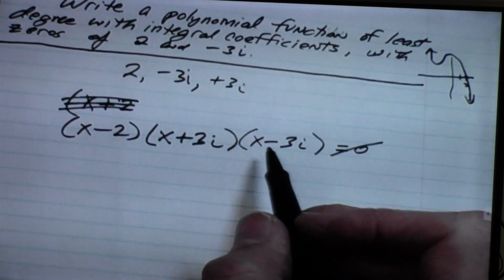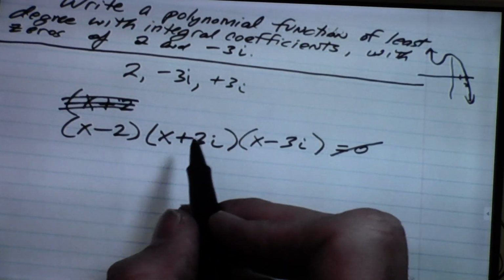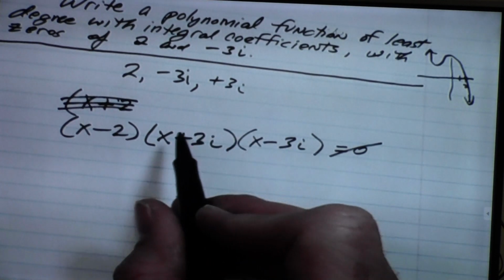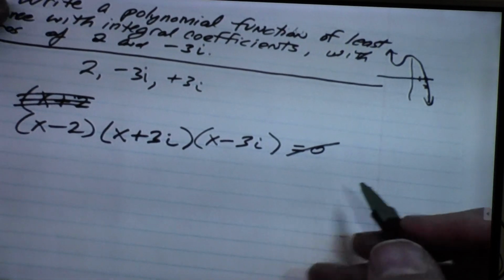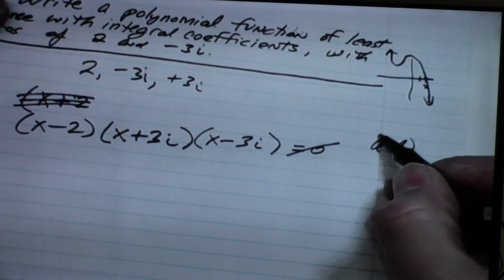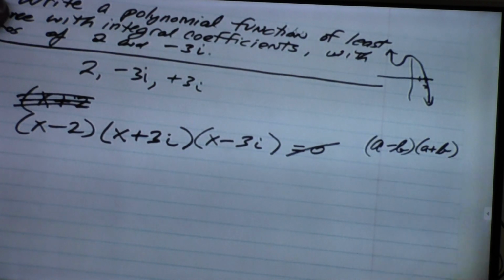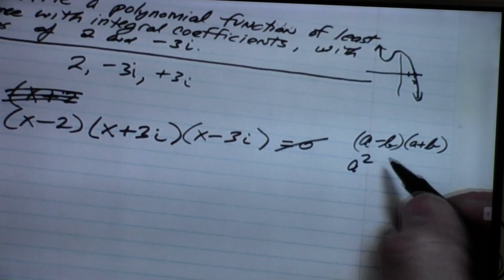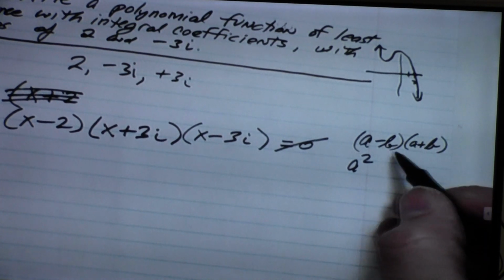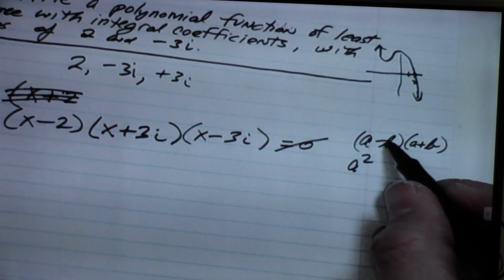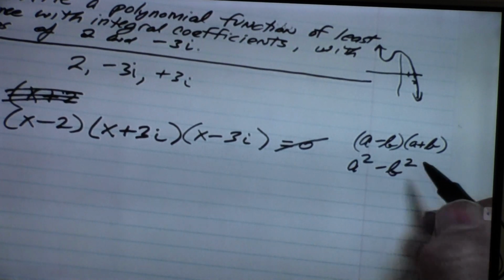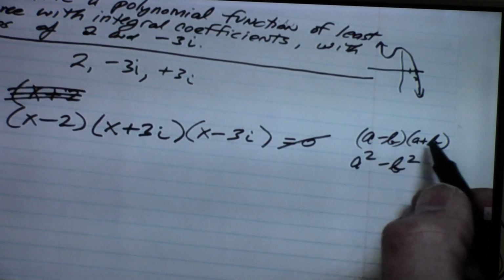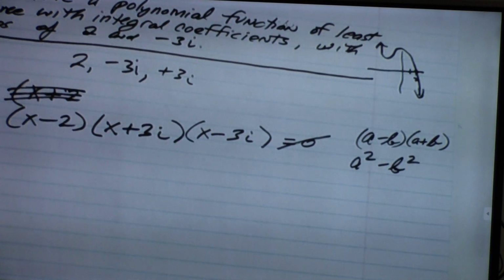This meaning fewer steps. This combination, when you look at it, it's the same exact variables and numbers, except that this one's plus and this one's minus. That should remind you of the a minus b times a plus b combination, which when you multiply it, a times a is a squared, and I get plus ab and minus ab, that cancels out. Then I get negative b squared, a squared minus b squared.